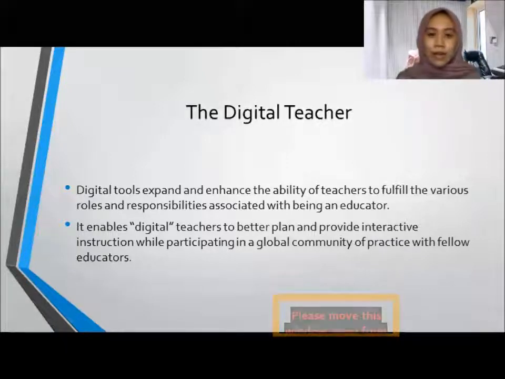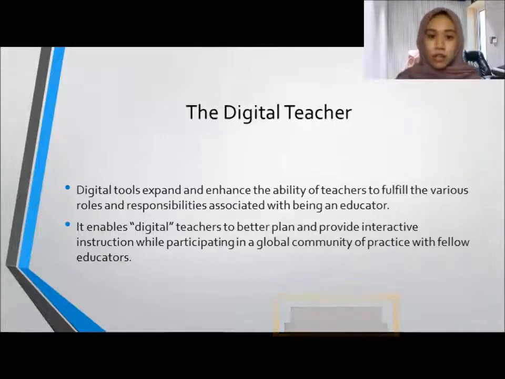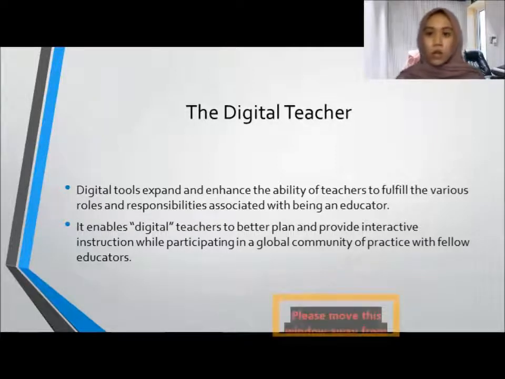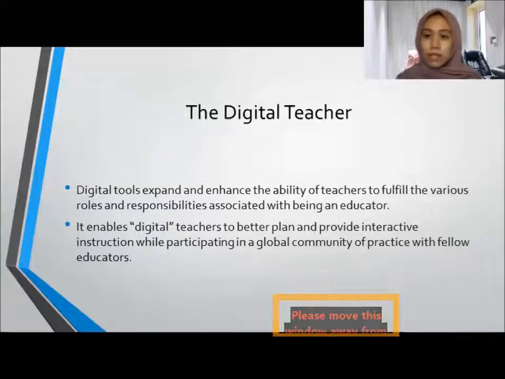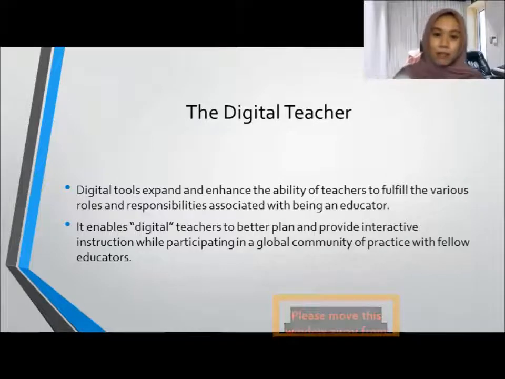Okay, next one is the digital teacher. Digital tools expand and enhance the ability of teachers to fulfill the various roles and responsibilities associated with being an educator. These tools enable digital teachers to better plan and provide interactive instruction while participating in a global community of practice with other educators.